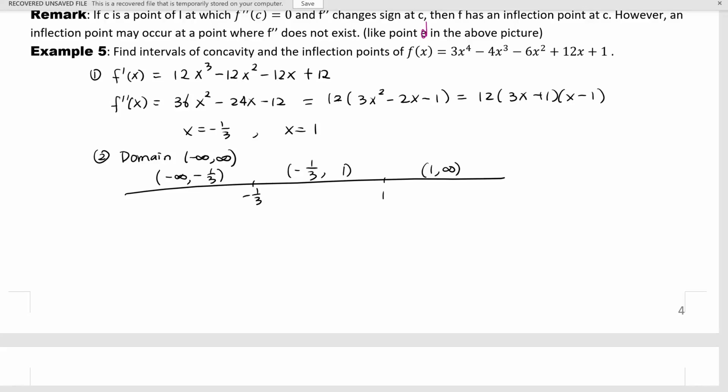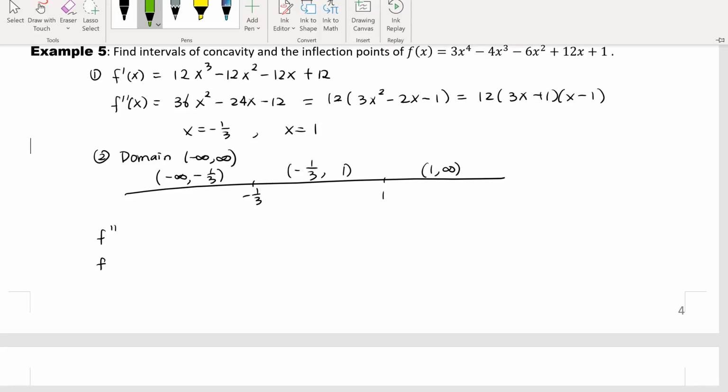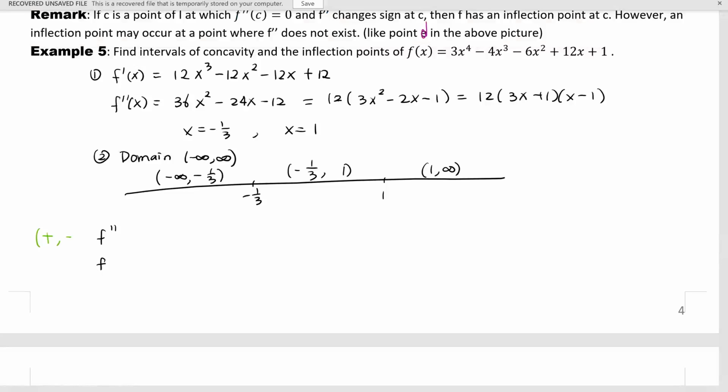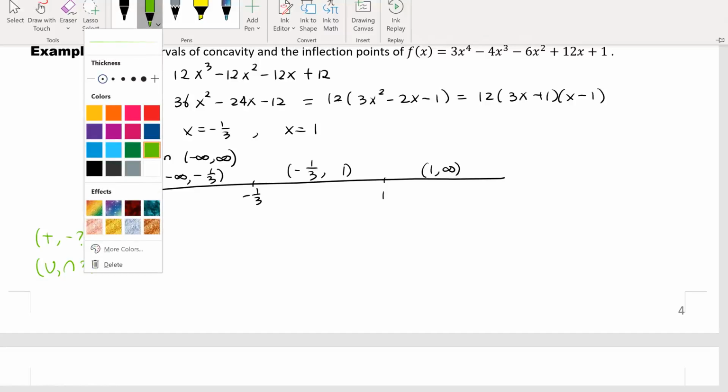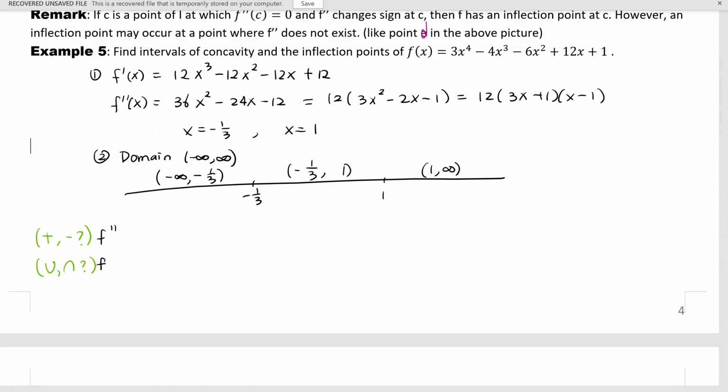Okay, so what do we care about? We care about the second derivative and f. For the second derivative, you want to answer with plus or minus, and for the function you want to answer concave up or concave down. Okay, all right. Let's see. At -1/3 and 1, the second derivative is 0, because that is how we got those roots, right? We set the second derivative to 0.